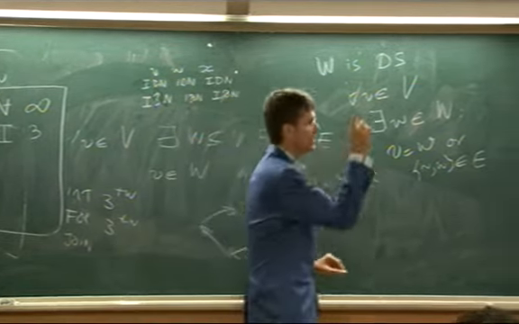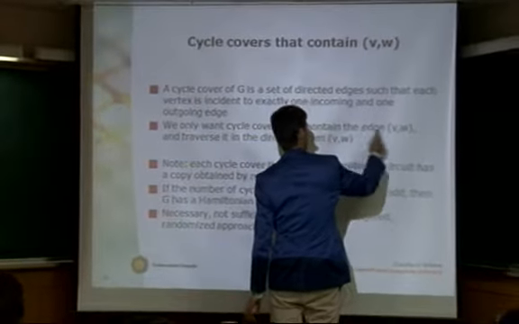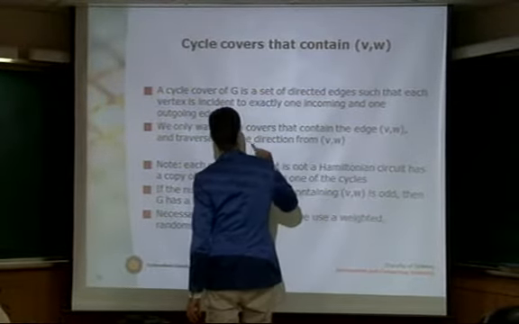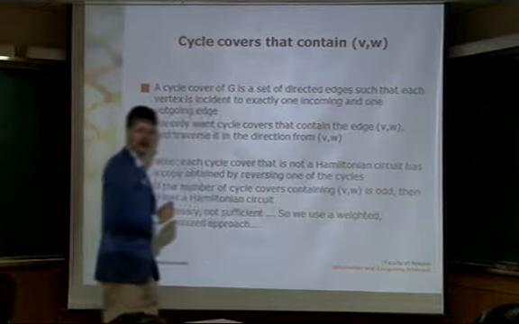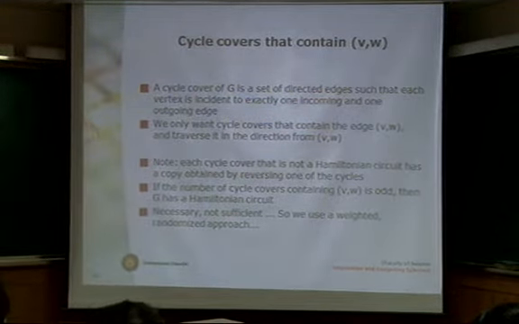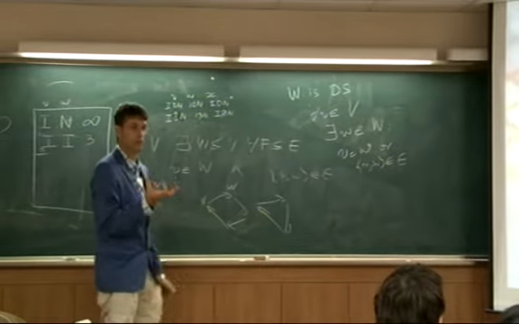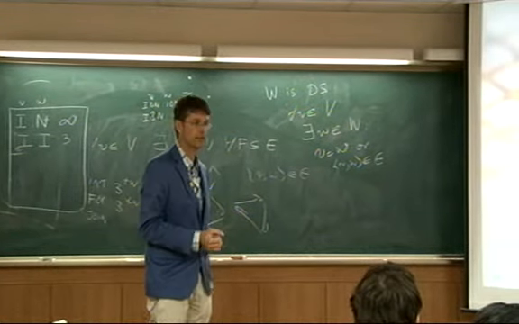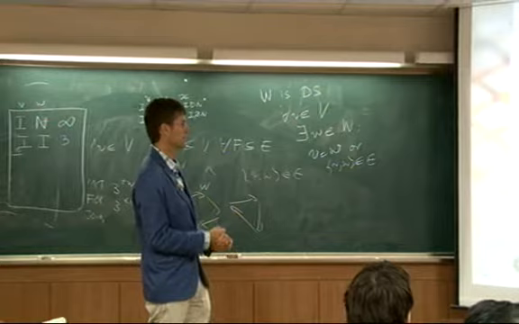And I have one additional condition. I want the cycle cover to contain this edge VW in the right direction. So somewhere I have VW. My Hamiltonian circuit is one example of this, but there can be many more.